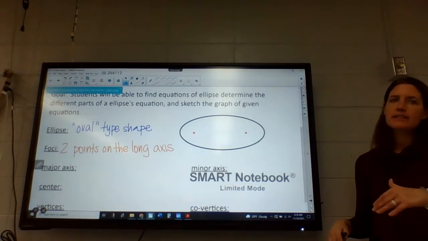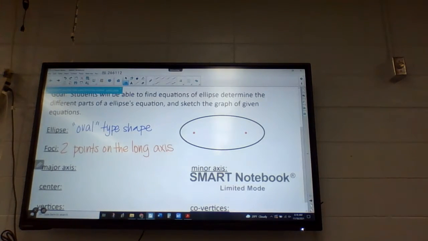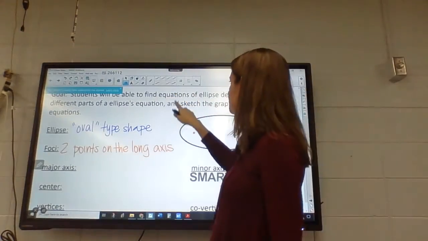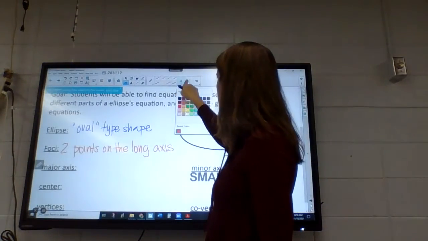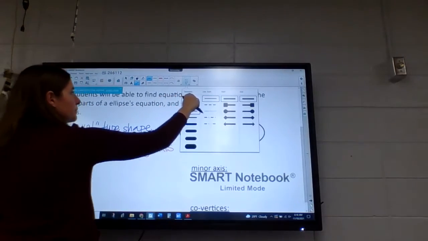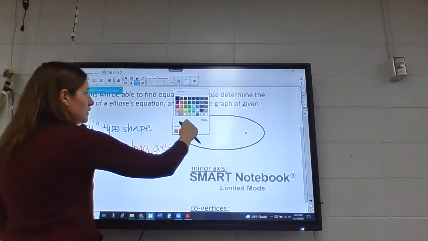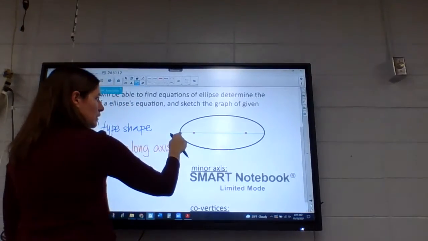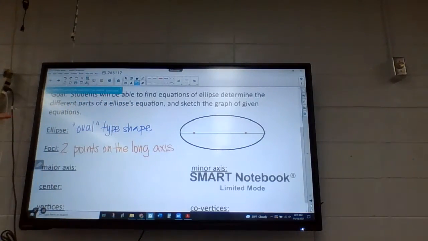The major axis is basically going to be the long line going through our ellipse. So it's going to be going flat across, that is going to be our major axis. Actually, I'm going to use an actual line so my line doesn't look all wonky. So our major axis goes through the center there.